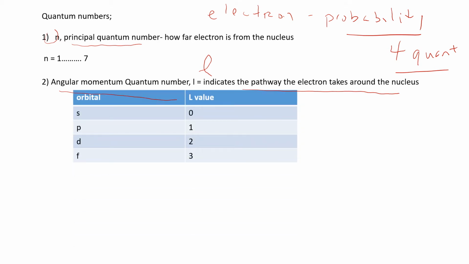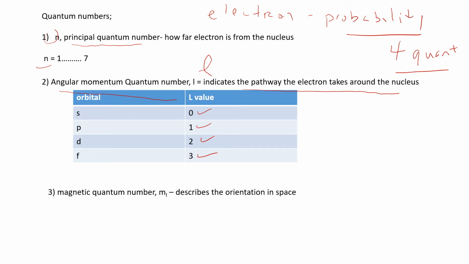So if the electron is in the s orbital, we give the L value 0, p is 1, d is 2, f is 3. Again, we have to know these. It starts from 0 up to 3, basically. So if an electron is in a p orbital, L is 1. If it's in a d, it's going to be 2, etc. Again, these will have different energies associated with them. So the principal quantum number could be 1 through 7, and L depends on which orbital it's in.